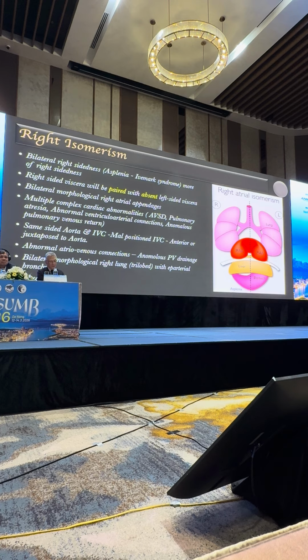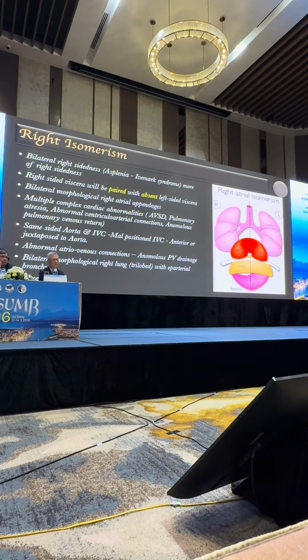This right atrial isomerism is usually associated with multiple cardiac abnormalities such as AVSDs and abnormal venous drainages. So these isomerisms are associated with certain abnormal veins. In a left isomerism, it is the inferior vena cava which is interrupted, whereas in the right isomerism, it is the TAPVC, that is the pulmonary veins opening into the left atrium, that becomes abnormal.